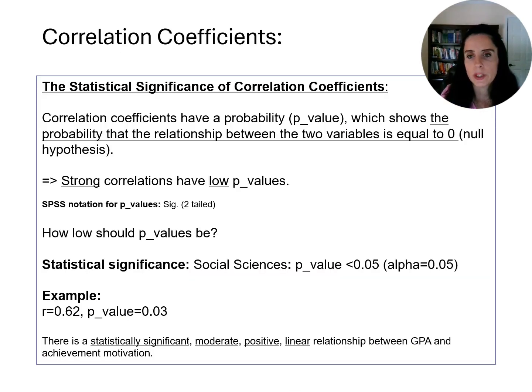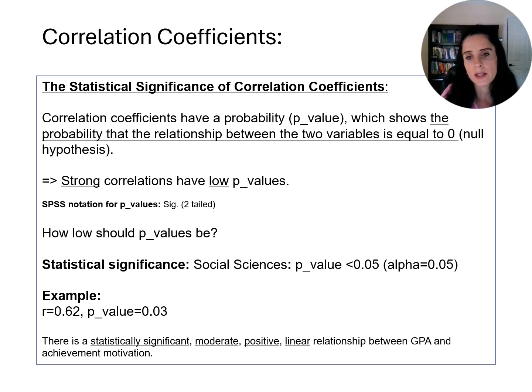When we calculate correlation coefficients using statistical software, we can also obtain a probability coefficient. We usually call this probability the p-value, and it shows the probability that the relationship between the two variables is equal to 0. Therefore, when the relationship between the two variables is strong, this probability is very small. The higher the correlation, the lower the p-value. Correlations are typically considered statistically significant if the p-value is lower than 0.05.